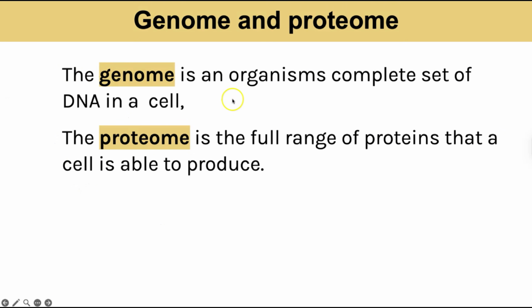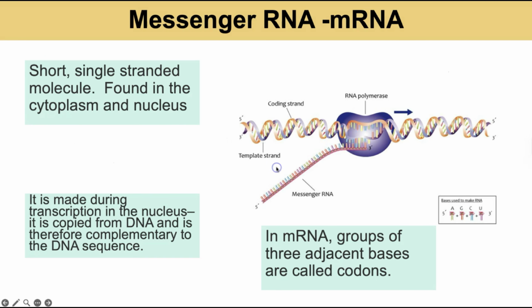Genome and proteome. The genome is an organism's complete set of DNA in a cell, whereas the proteome is the full range of proteins that a cell is able to produce. So the genome should stay the same. It's not going to change unless there are mutations. Whereas your proteome, that does stay the same because it's the full range of proteins, but the reason it says is able to produce is not every cell is going to make all of the proteins that it's able to, but the proteome is the full range that the cell is able to make. Doesn't mean it does make all of those proteins.